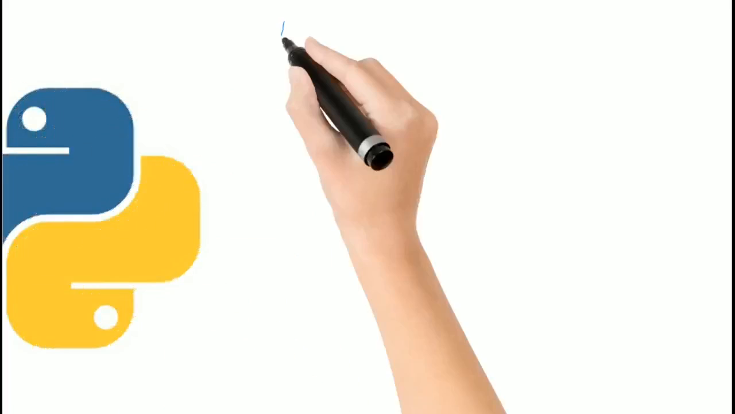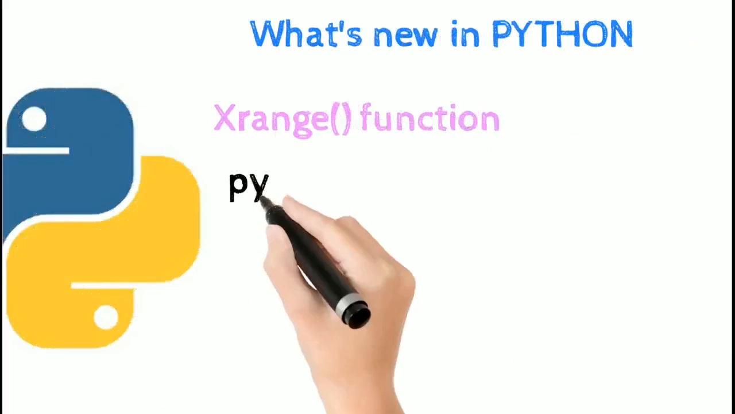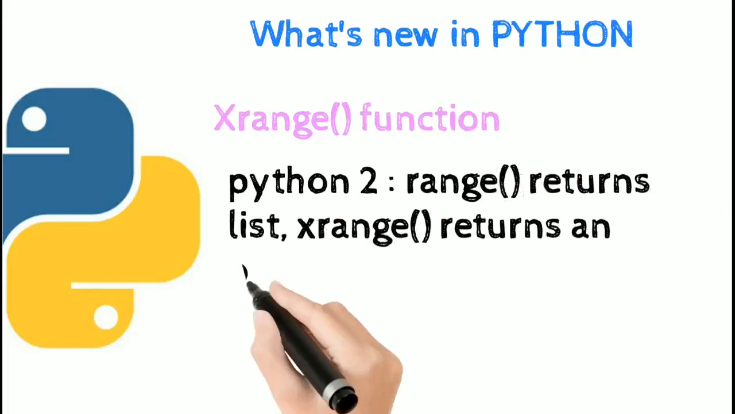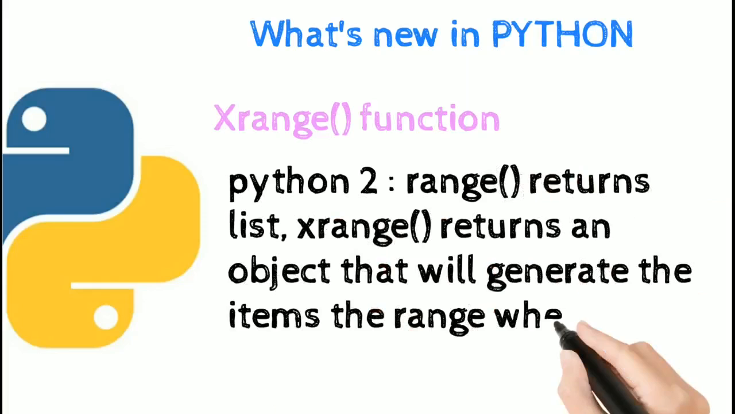And next, the new features of Python 3: the xrange function, used to count the number of values in a range. The range function returns a list and it has items. So xrange returns objects that will generate values, so we can perform operations on those items.